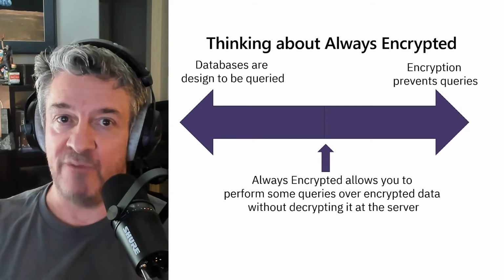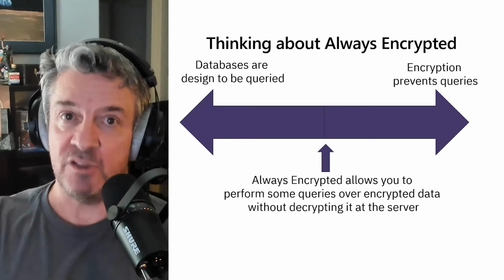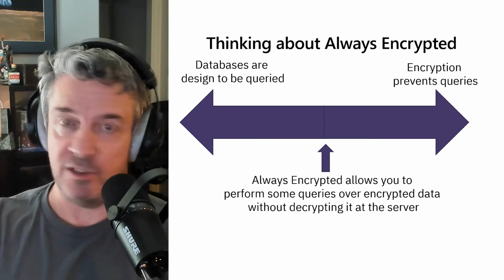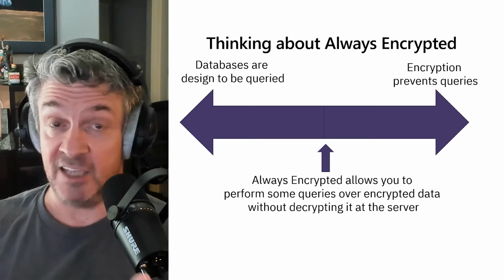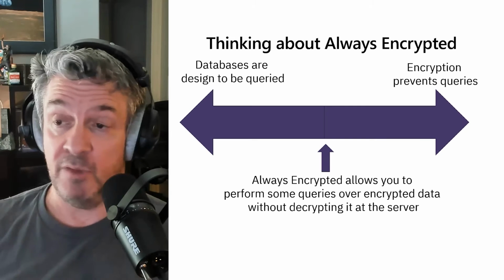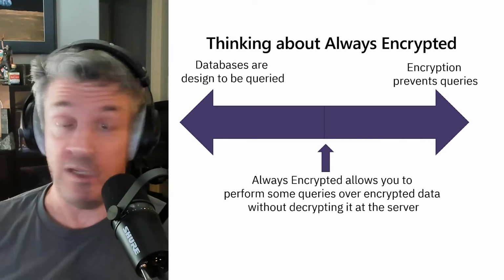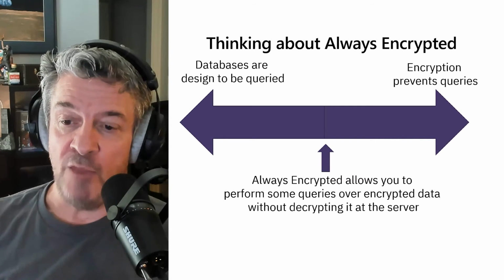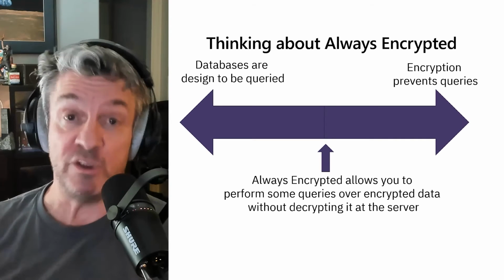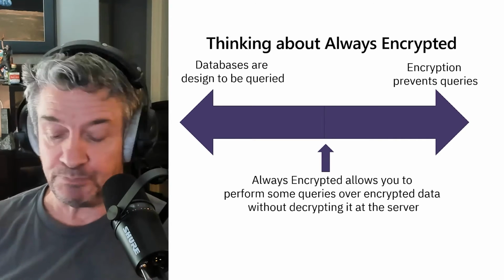Stop and think about that for a minute. What it means is the data is encrypted at the server and is not decrypted at the server, which means that the plain text is not in the server's memory at all. In the main process memory, it's not. And the way it works is basically by doing queries over ciphertext.